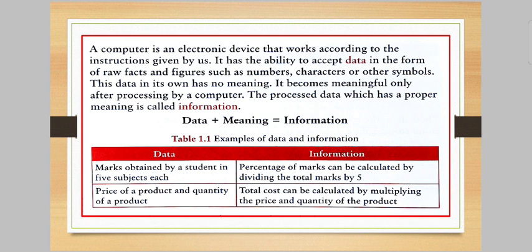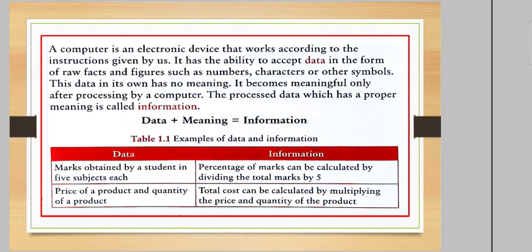Now, data plus meaning is equal to information, and here you can see a table. What is data? Marks obtained by a student in 5 subjects, this is called data. And the percentage of marks can be calculated by dividing the total marks by 5. This is an example of information. Similarly, the price of a product and the quantity of a product are examples of data. And total cost can be calculated by multiplying the price and quantity of the product, which is an example of information.